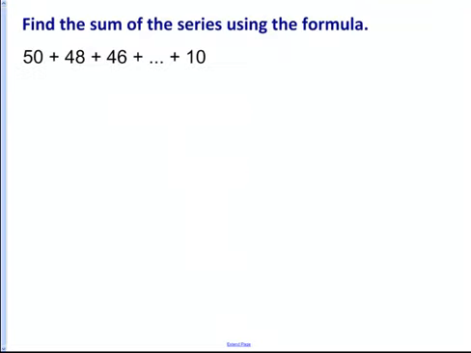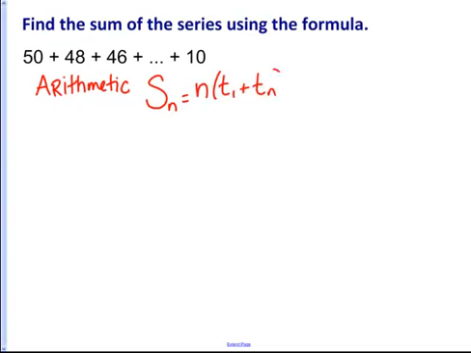This is a very similar problem, it just doesn't start with sigma notation. They give us the first term and the last term. Notice that this must be arithmetic because you're subtracting 2 to get to the next term every time. We'll think of that as adding -2. So this is the formula we're going to use. The sum of the first n terms is equal to the number of terms times the first plus the last, all divided by 2.